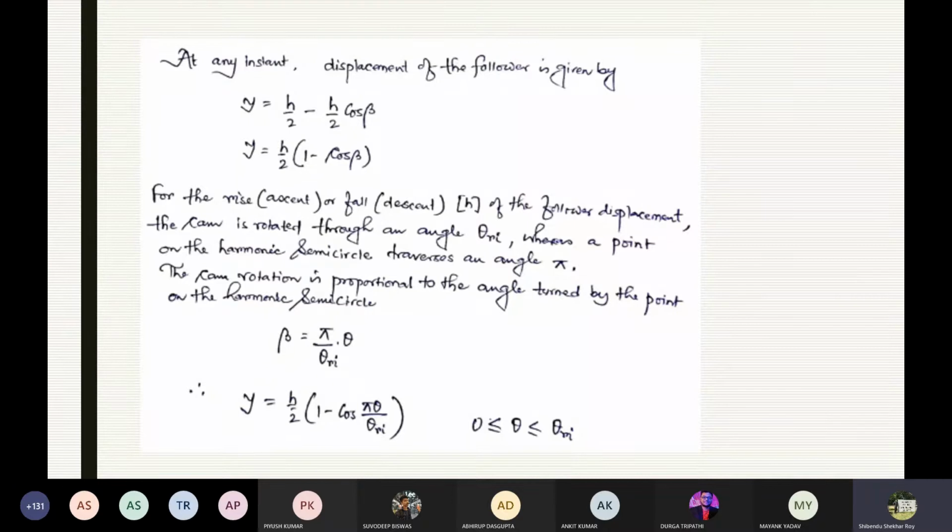So theta_ri corresponds to pi. That means when the cam rotates by theta, the point on the harmonic semicircle covers how much? Pi by theta_ri into theta, and that equals beta here. So replacing beta, beta equals pi theta divided by theta_ri, where theta varies from 0 to theta_ri. So this is the displacement equation in simple harmonic motion. I think I discussed up to this in the last class.